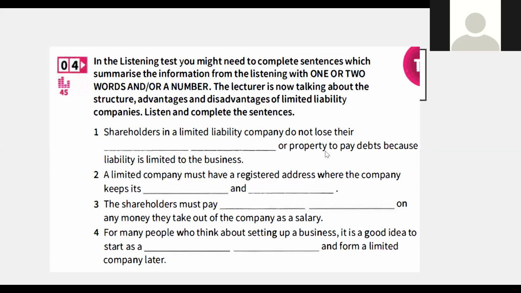So when we read this, we kind of know that in here it's something similar to property and something that they can lose, right? The shareholders can lose. So let's listen for that.